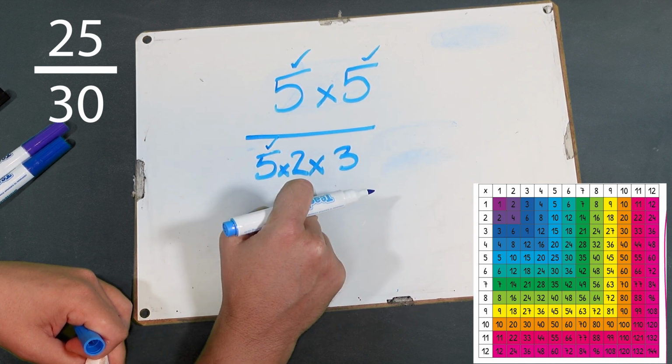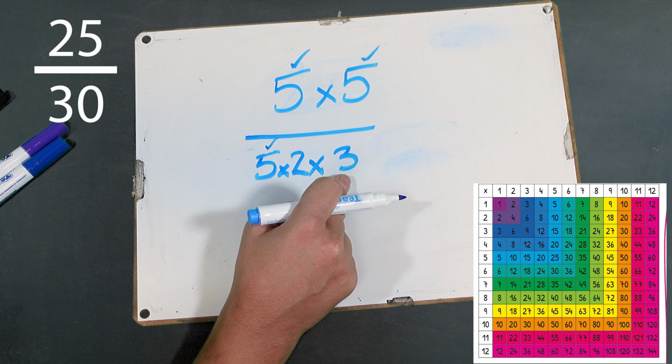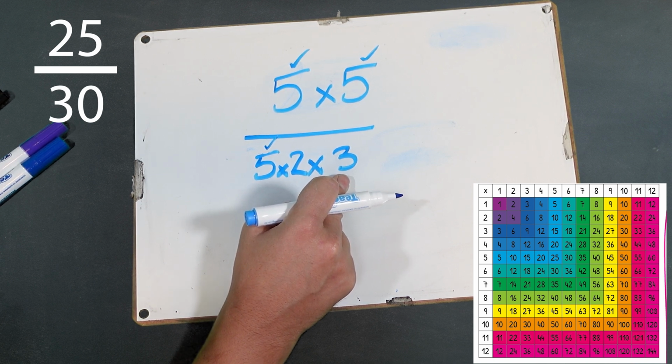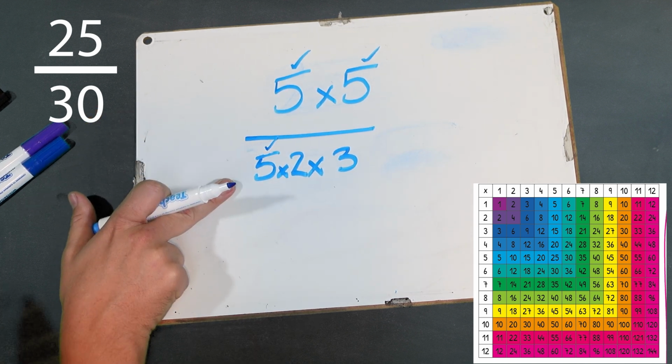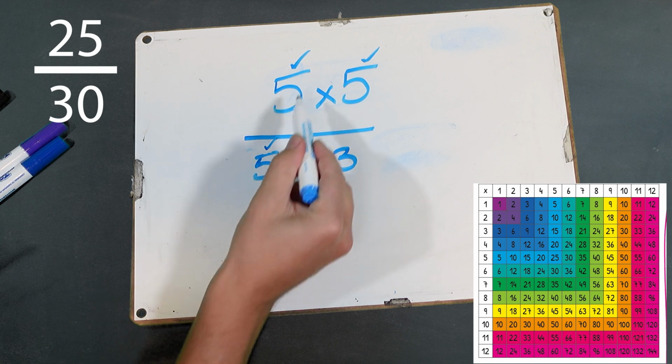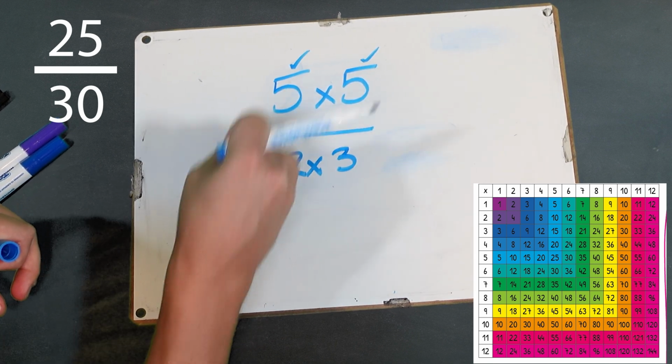Look at the 2. No numbers times together to equal 2 other than 2 times 1, so we'll leave it. And then we'll look at the 3. Other than 3 times 1, no numbers times together to equal 3. So now we can start the fun part of crossing off the numbers. If we have a number at the top that's the same as the bottom, we can cross them both off. So let's start 5 and 5. See you later.